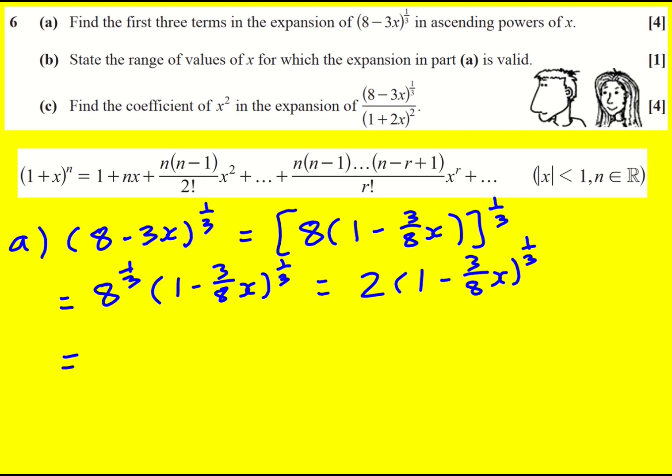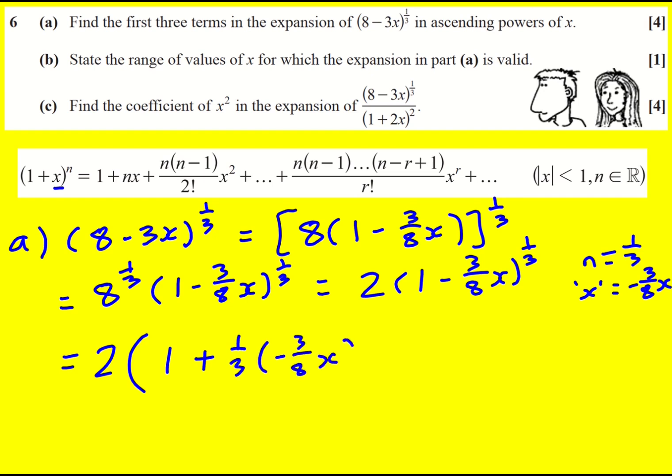Right, we're ready now, because I can do the expansion on this with n equal to a third, and my x in here is actually going to be minus 3 over 8x. So just replace all of your n's by a third and all of your x's by minus 3 over 8x. I'm going to stick the 2 on the outside, leave that there for the moment. I'm going to get 1 plus a third times minus 3 over 8x. Working out the first three terms, by the way.